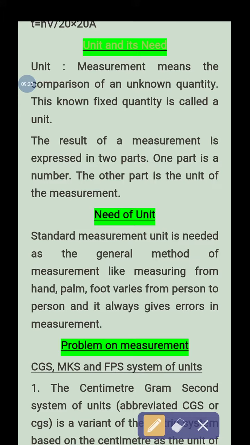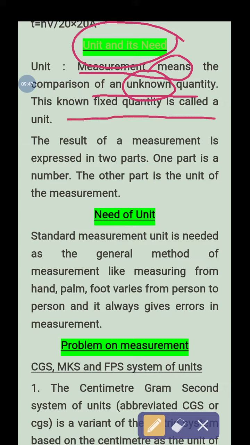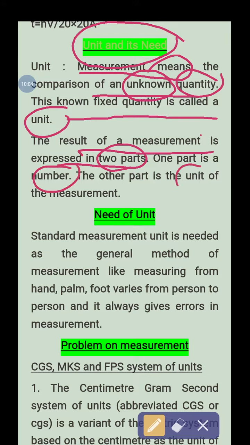Okay, now units and their need. What is the need of units? Why are units needed? Okay, we know that measurement means the comparison of an unknown quantity with a known fixed quantity. The quantity to which we compare is known as the unit. The result of measurement is expressed in two parts. One part is a number and the other part is a unit.